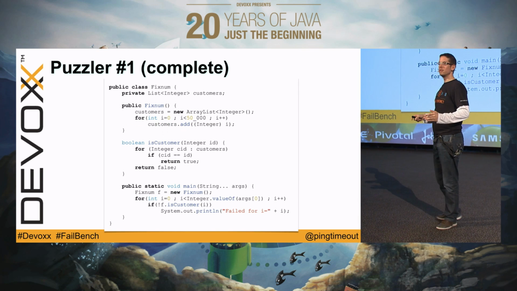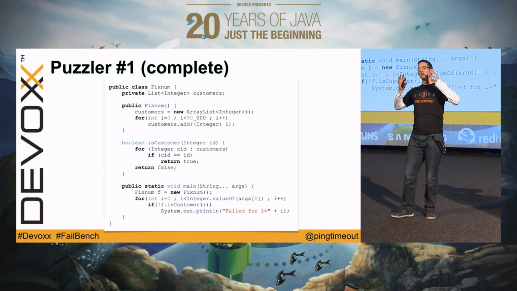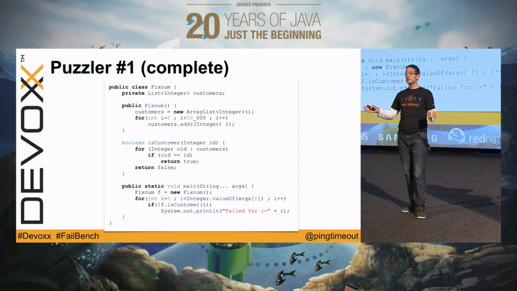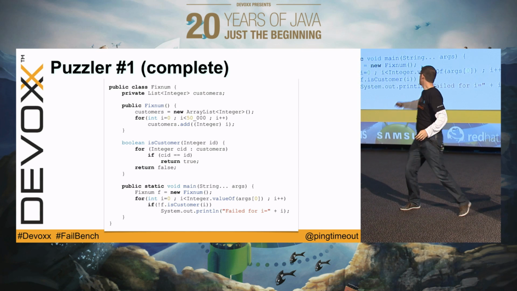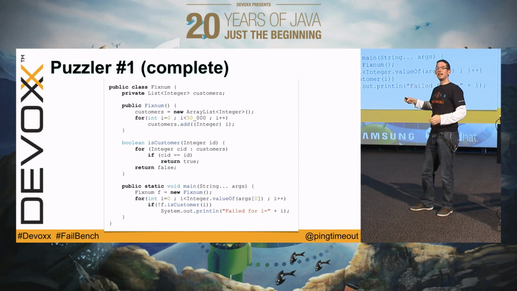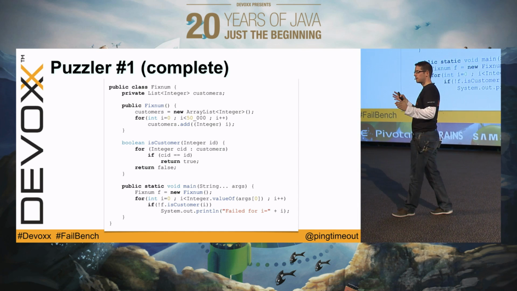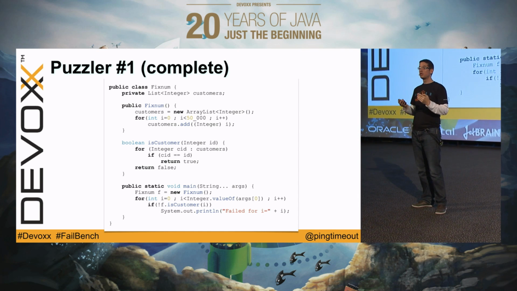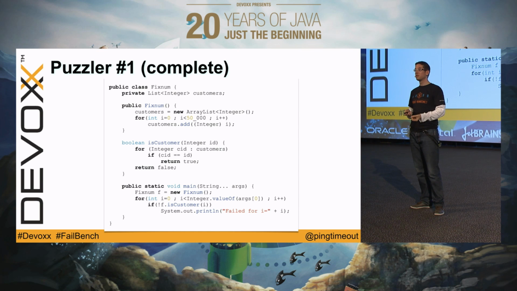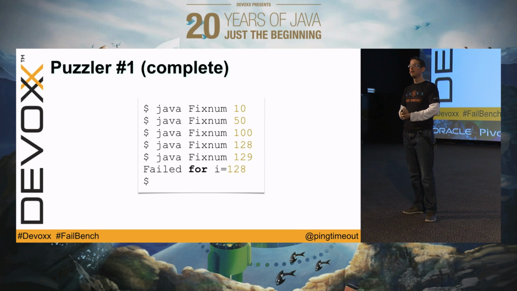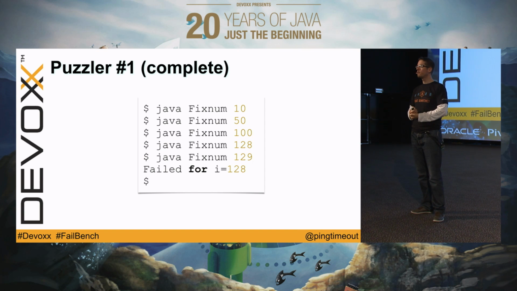I have this code sample, which creates an ArrayList of 50,000 integers from 1 to 50,000. And I have my isConsumer method here. And what I'm going to do is iterate from 0 to the number given as a command line argument to check if that reference comparison holds. And when I run my test, I get this. It seems to work for every number between 0 and 127.